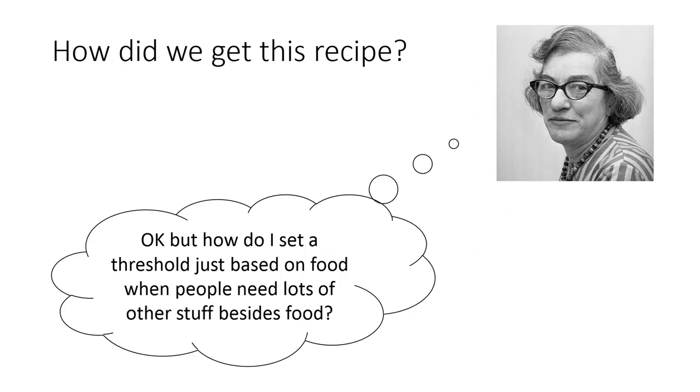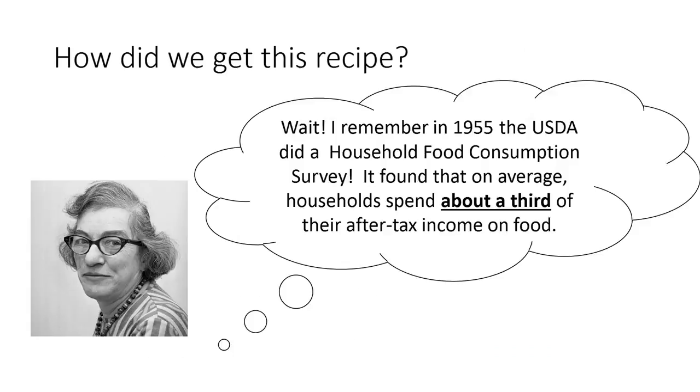So, but back to Molly. Molly says, okay, how do I set a poverty threshold just based on food when people need more stuff than just food? They need other things as well, housing and so on. Then she remembered. She said, you know, when I was at the USDA in 1955, we did this household food consumption survey. And it was a pretty good survey. It had a lot of statistically reliable data, had a lot of internal validity. And the basic finding of that survey was that households were spending about a third of their after-tax incomes on food. And that ratio, a third of income on food, held pretty much across the income spectrum.